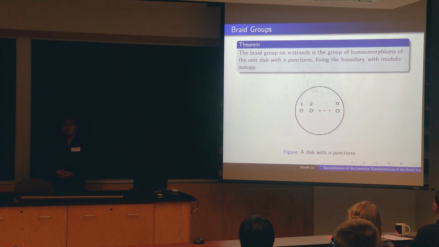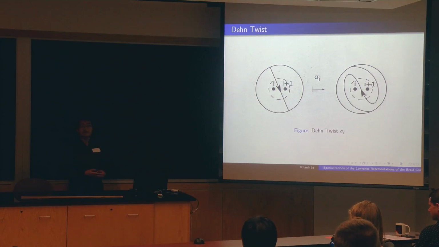Another interpretation of the braid group comes from the realization that the braid group can be realized as a form of mapping of a unit disk with n punctures onto itself, such that the mapping fixes the boundary. And to describe this group, we don't really have to describe all of its elements. We just need to describe n minus 1 elements, according to the earlier definition. And those mappings corresponding to the sigma i's are called the Dehn twists.